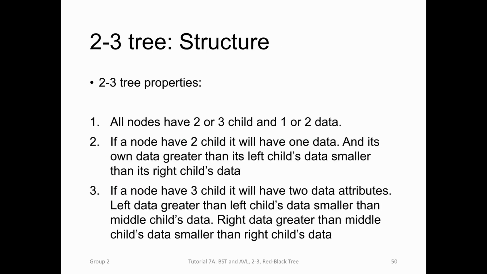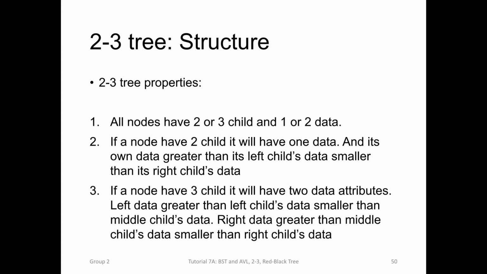Okay, now we're talking about the 2-3 tree structure. A 2-3 tree has the following properties. Firstly, all nodes have 2 or 3 children and 1 or 2 data. Secondly, if a node has 2 children, it will have 1 data, and its data is greater than its left child's data, but smaller than its right child's data.